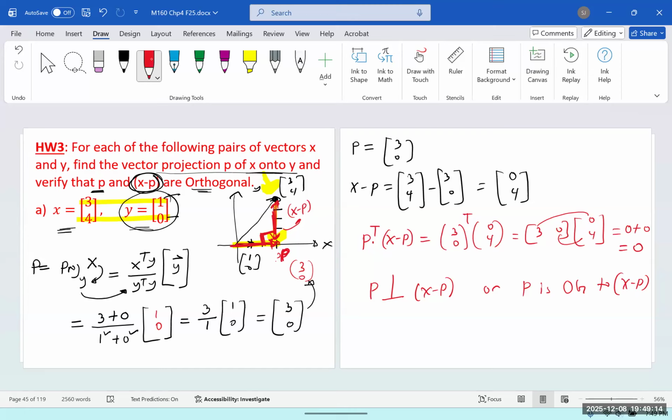So basically they are saying that any vector projected onto another vector makes a 90 degree angle. This is what it means. The angle of the light, I don't know, but the projection is always 90 degrees.